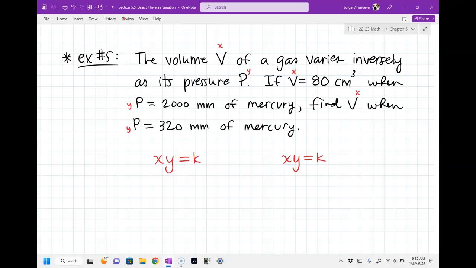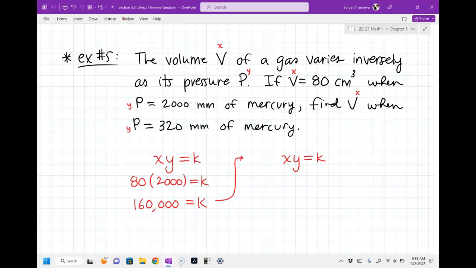So we did the first part, right? The first sentence, the inversely, we wrote the 2 equations. The next part comes in the second sentence. It says, if V is 80 cubic centimeters when P is 2,000, and I put if X is 80 when P is 2,000. So P is Y. So 80 for X, 2,000 for Y. That's 160,000 for K. Notice I just rewrote the letters, that's all. And then it just becomes a normal problem.